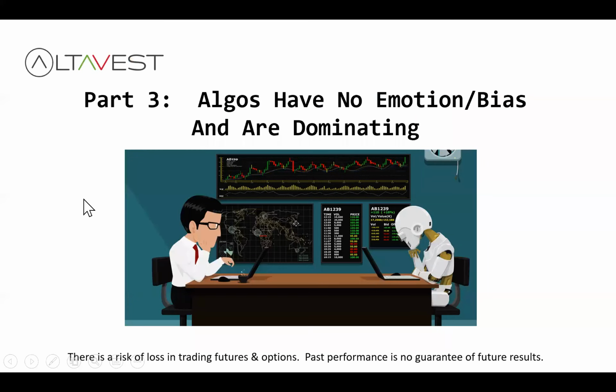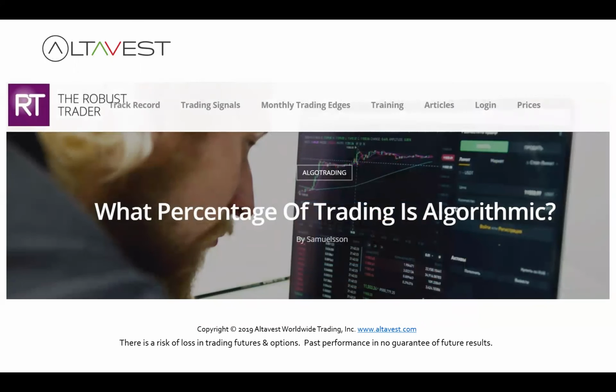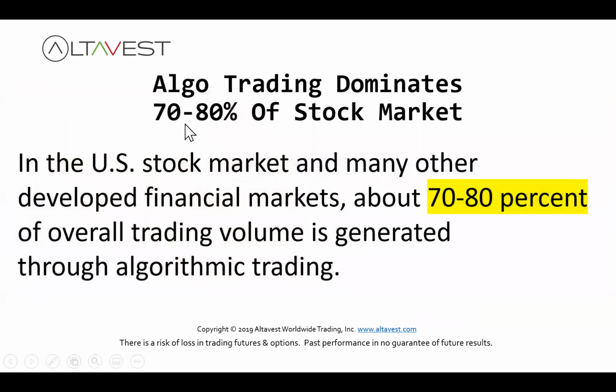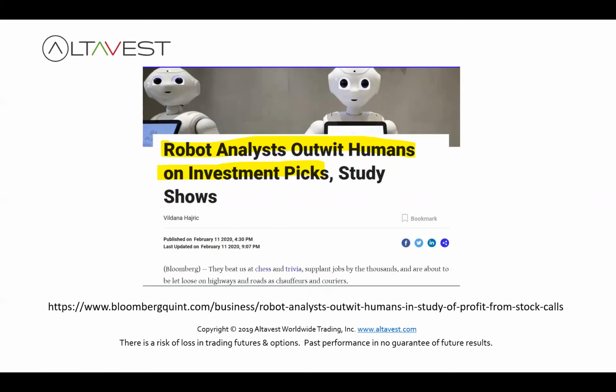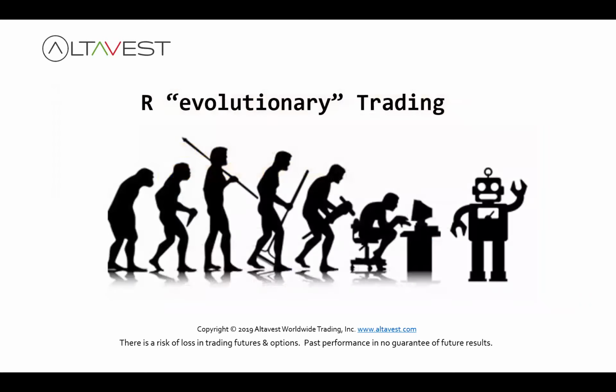So number 3, this is the third part of our presentation here about algo trading. We're going to cover just a few minutes here and then jump into the demo. Remember, algos have no emotion and they're dominating the landscape. There's an article I found: what percentage of trading is algorithmic in the market? 70–80% of the stock market is dominated with algorithmic trading. So no surprise there. And even Bloomberg notes that robots are outwitting humans on their investment picks. Of course, I don't think a human can beat a supercomputer playing chess anymore. And revolutionary trading, I think that summarizes it, folks.